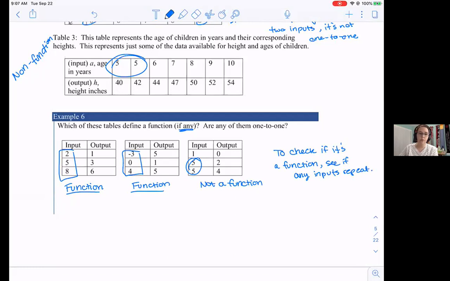So to check for a function, see if any inputs repeat. To see if it's one-to-one, we look and see if any of the outputs repeat. So none of the outputs repeat here, so this function is one-to-one. However, we do have a repeating output here, so this one's not one-to-one. And this one's not a function, so we don't even have to check.